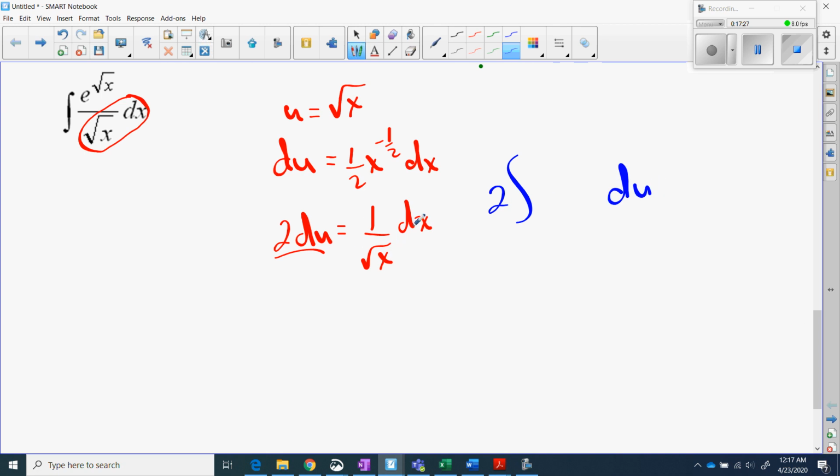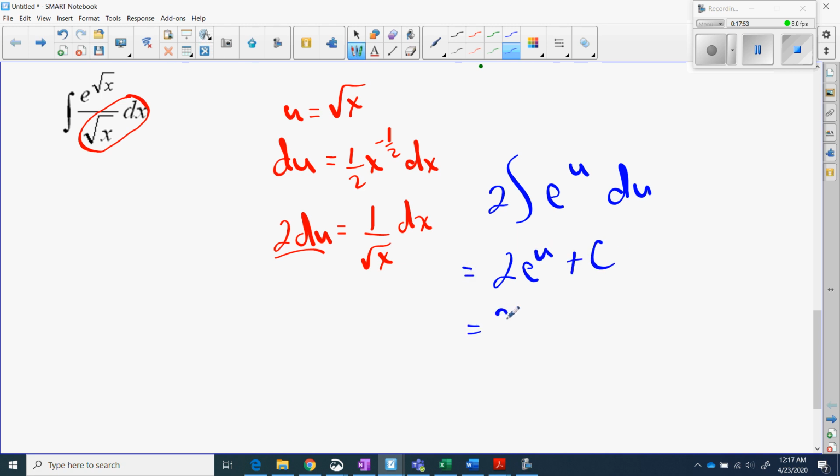There's your 1 over root x dx taken care of. 1 over root x dx becomes 2 du, and then e to the u. Now hopefully our differentiation rules will start to slowly come back to us. The derivative of e to the u is e to the u du. So the antiderivative of e to the u du is e to the u. Don't forget our plus c.